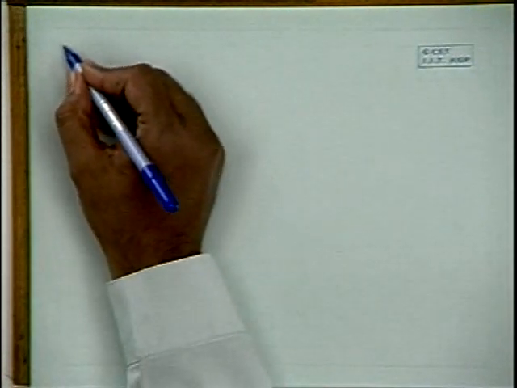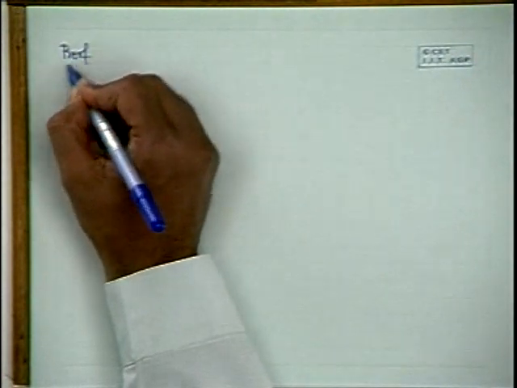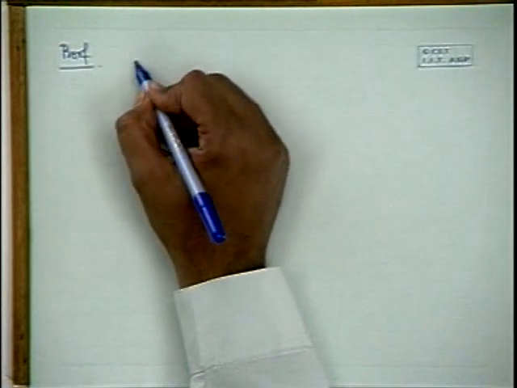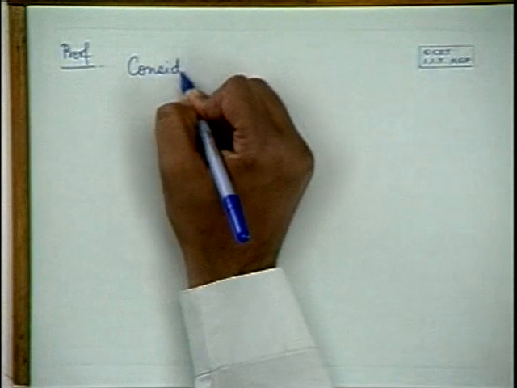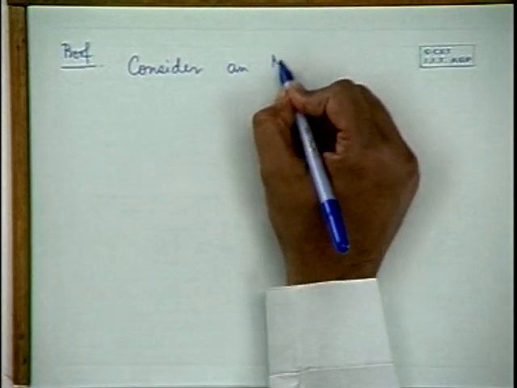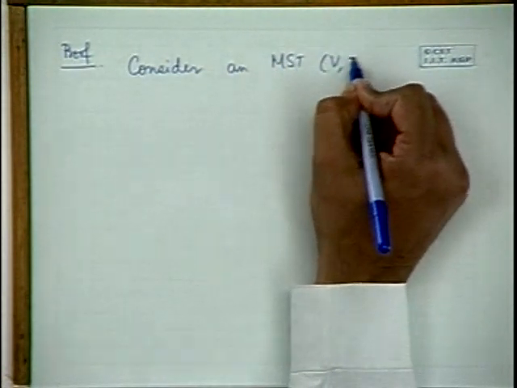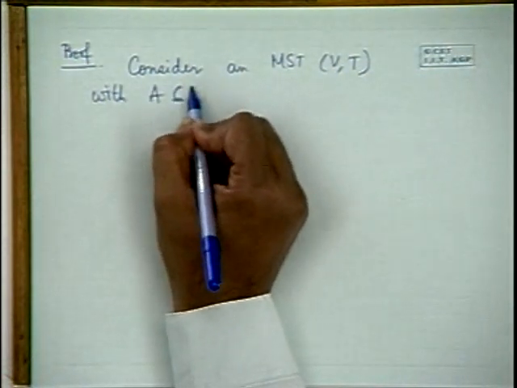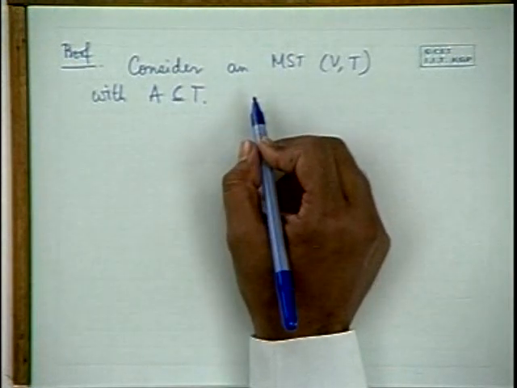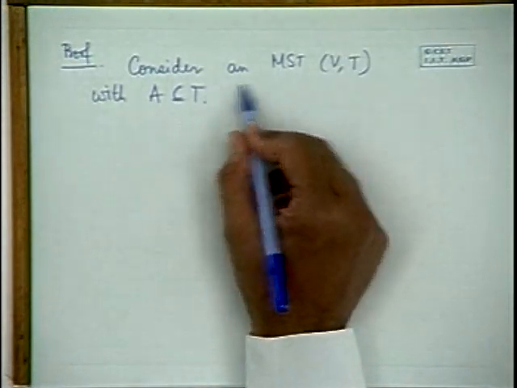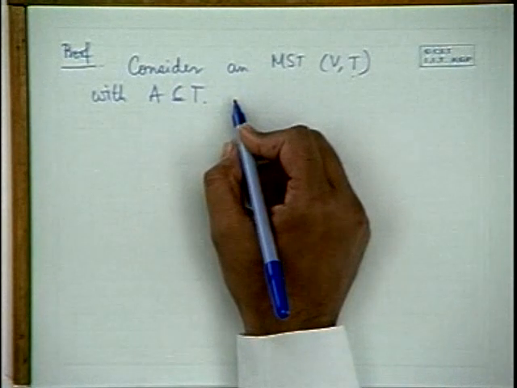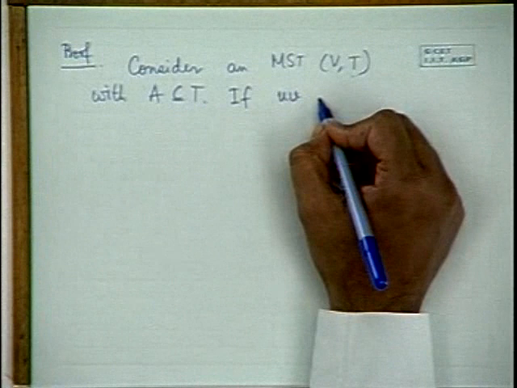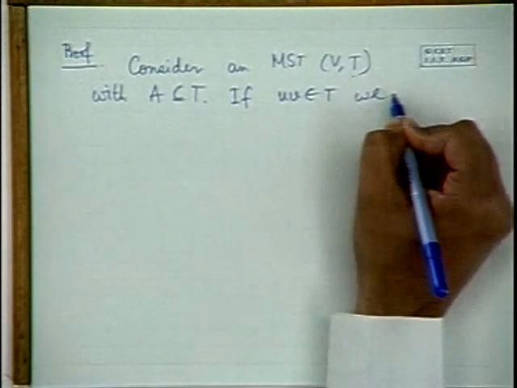Now we are going to prove this. How do you prove? Consider an MST T with A a subset of T. We already said that's the condition: A is a subset of some MST. We have taken that MST T. If UV belongs to T, we are done.